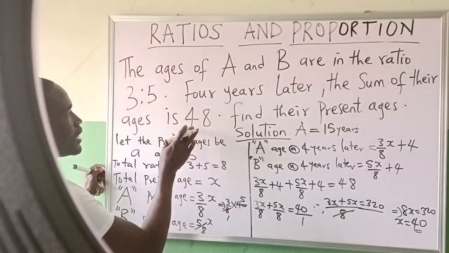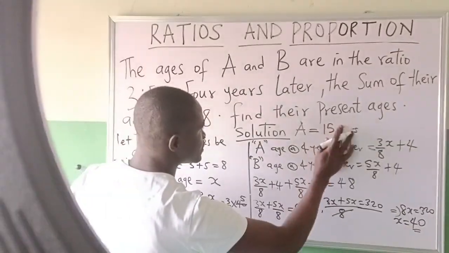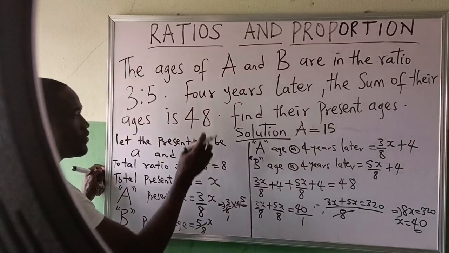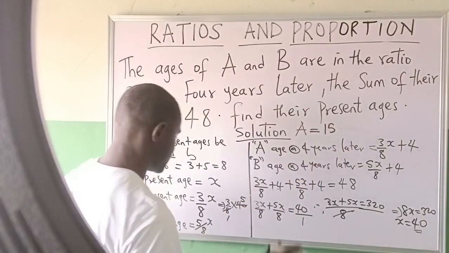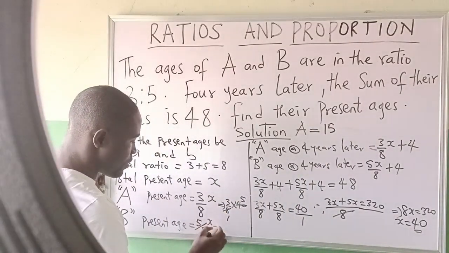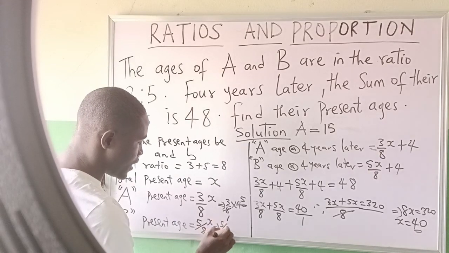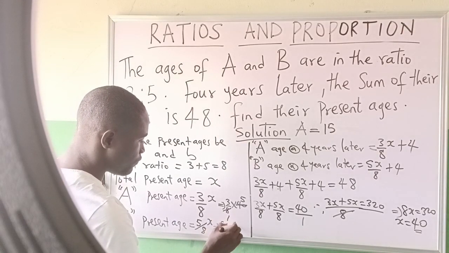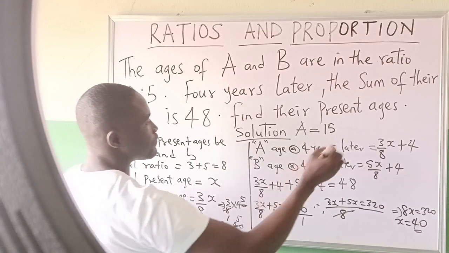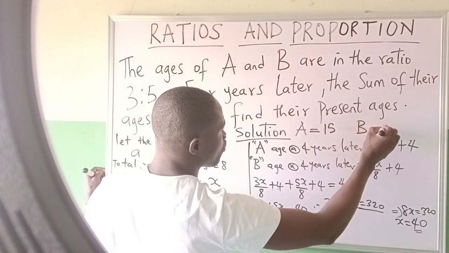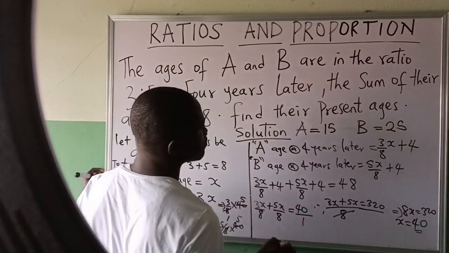Okay, they didn't put units here, so you leave it. But if they put years, you put years. Then this one will become 5 over 8 times 40. 5 times 5, 25. B will be equal to 25.